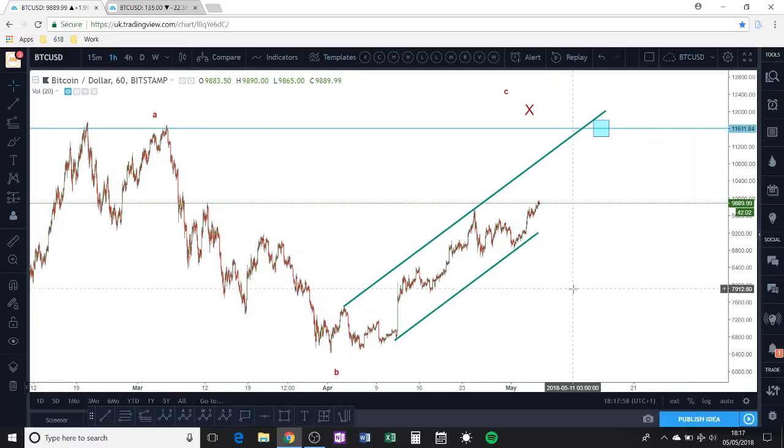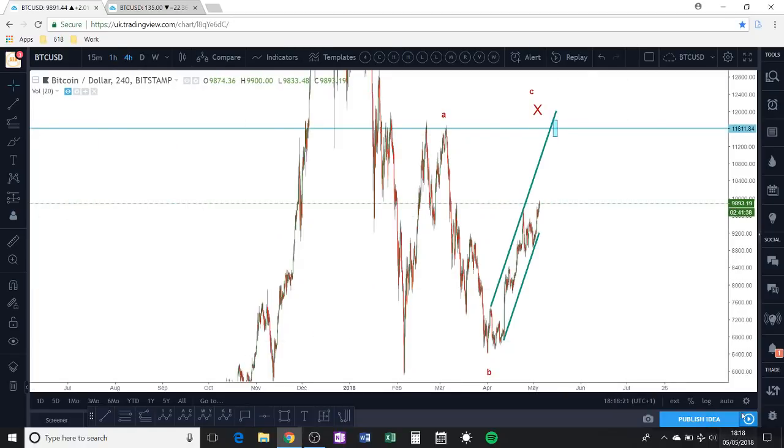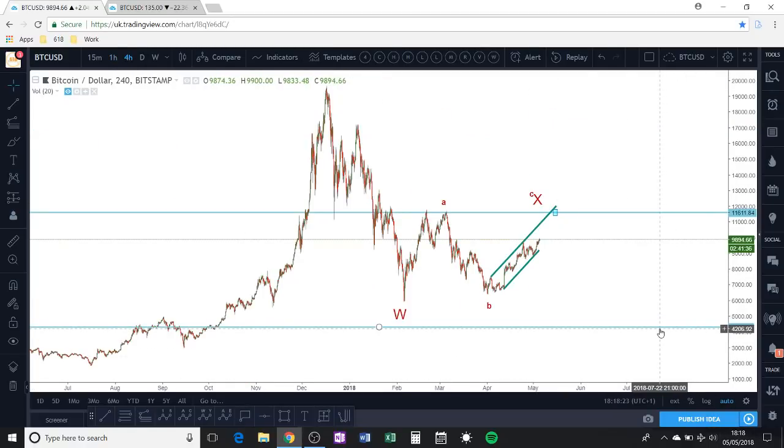So that's what I'm looking at over the next 10 days. I'm looking at price to hit this blue box in a wave 5 fashion, and I expect it to stay within this trend line. Obviously, things can change, but this is my primary count right now. So that's just a little bit about Bitcoin from a fib time and a fib price perspective.